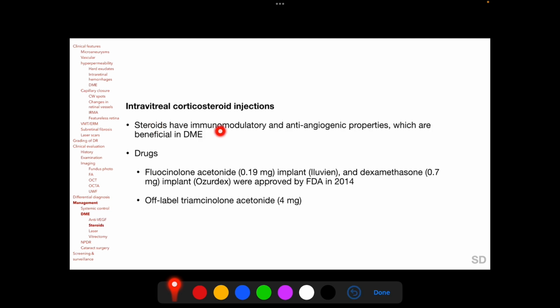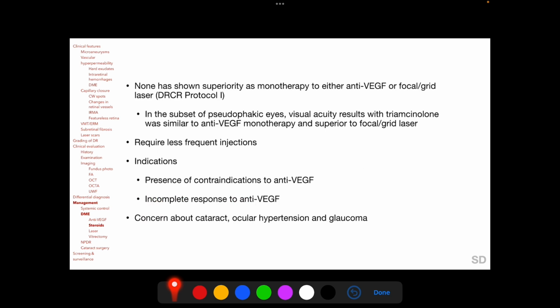Steroids have immunomodulatory and anti-angiogenic properties which have been found to be beneficial in diabetic macular edema, and fluocinolone acetonide and dexamethasone implants were approved by FDA. Because of cost issues, triamcinolone acetonide injections has also been used off-label for this purpose. But none of the steroids has shown superiority as monotherapy to either anti-VEGF or focal and grid laser, and this is according to protocol I of DRCR, which we will be discussing in the next session.